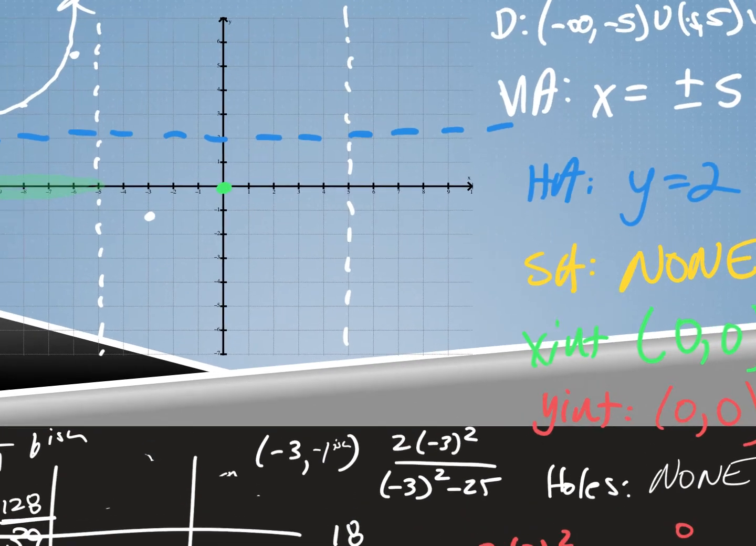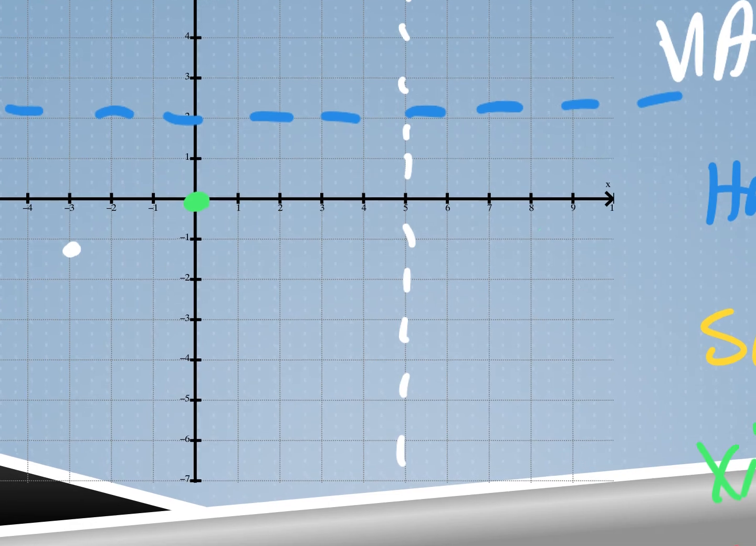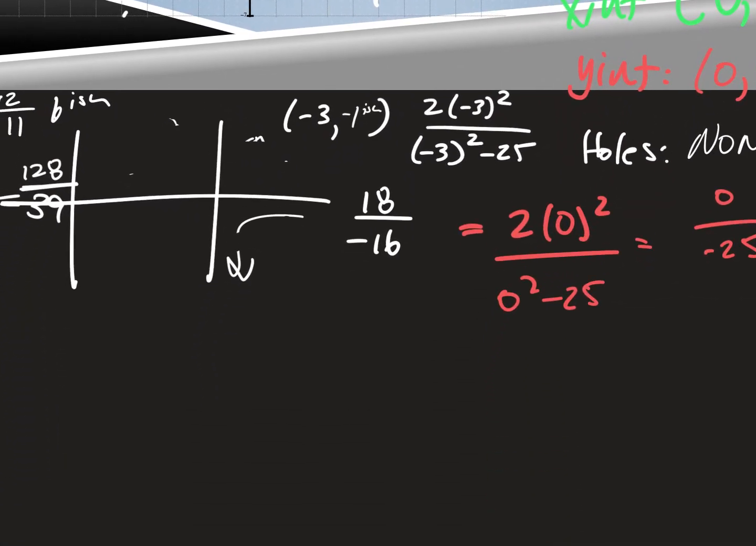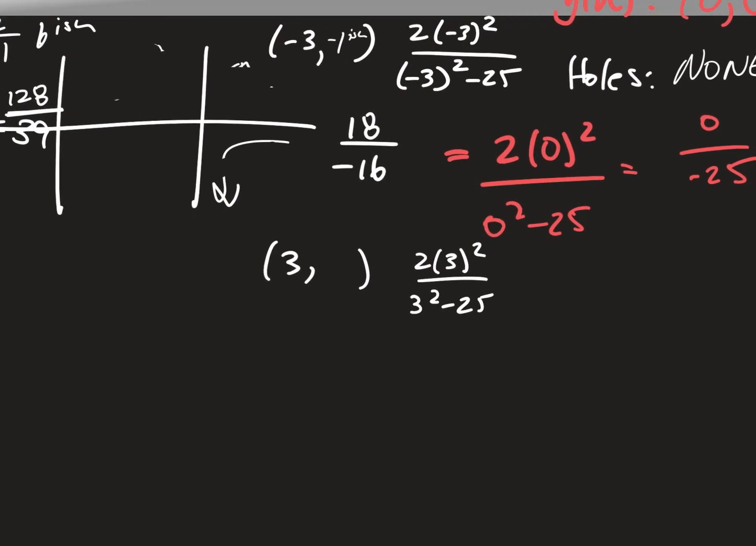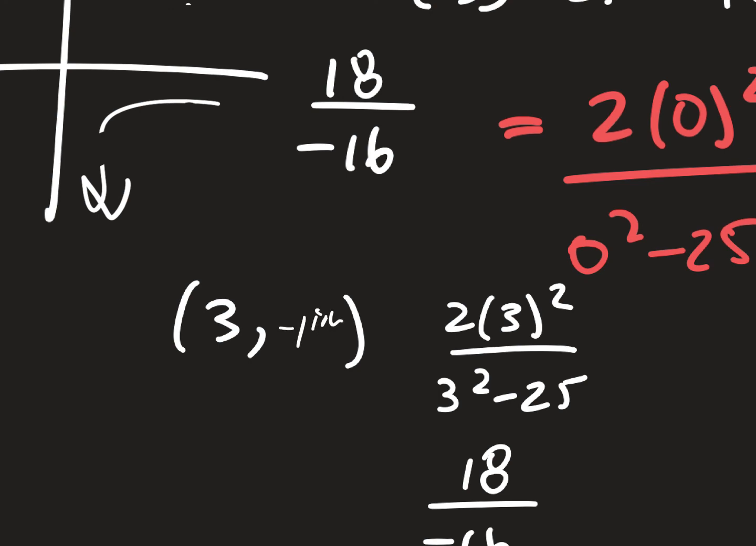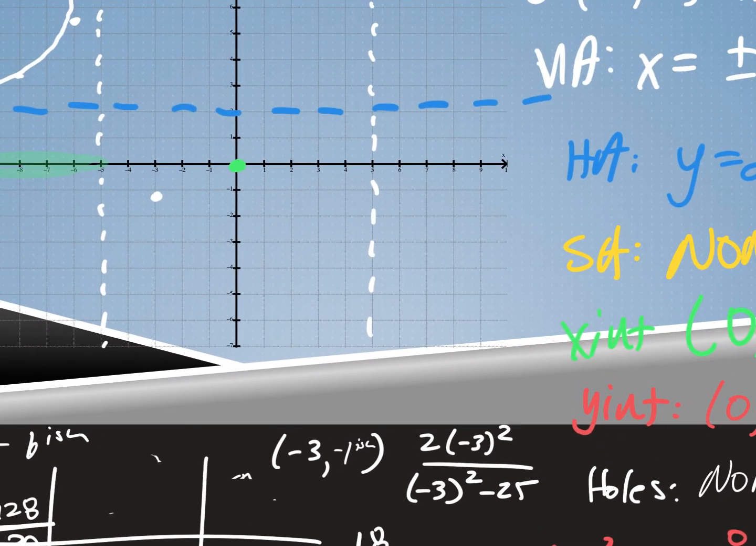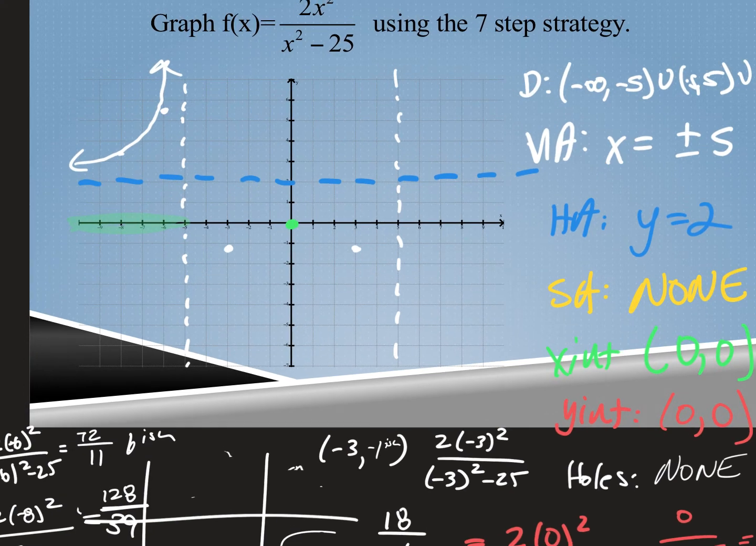Now pick something to the right. Okay, you want to do +3? That's fine. So I have 2 times 3 squared over 3 squared minus 25. Well, what's 3 squared? 9. So 9 times 2 is 18 over 3 squared is 9 minus 25. -16. Oh, I got the same thing. That's all right. So it's still -1-ish, right? So I go to 3, 1, 2, 3, and I'm at -1-ish. Do you guys see how you just created what your little curve would look like?